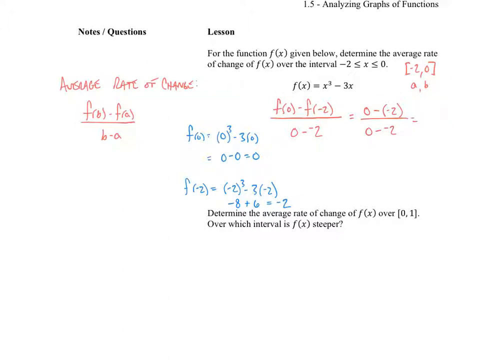You can see where this is going. I end up with a +2 over a +2, or 1. So in this case, the average rate of change is 1. And what that's saying is that if you graph this function, this cubic function, the average slope between those 2 points is 1.